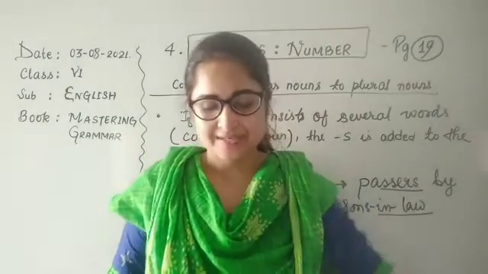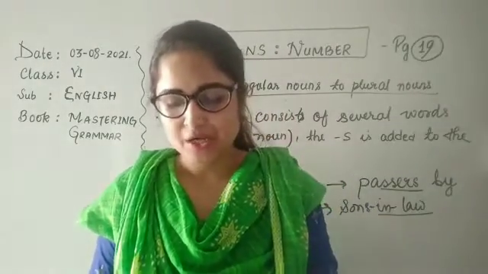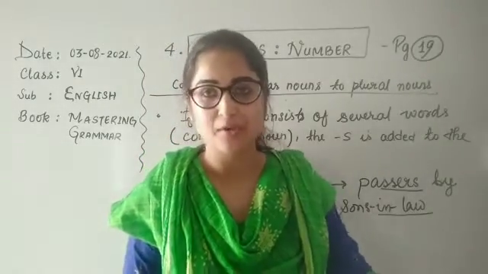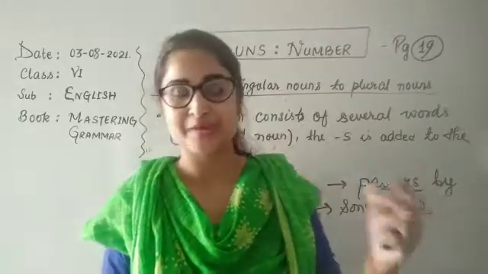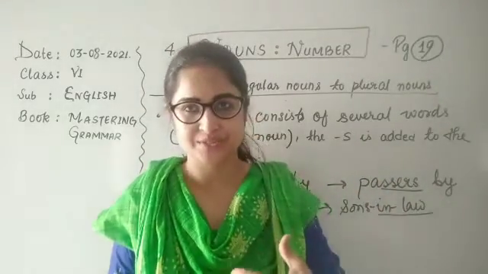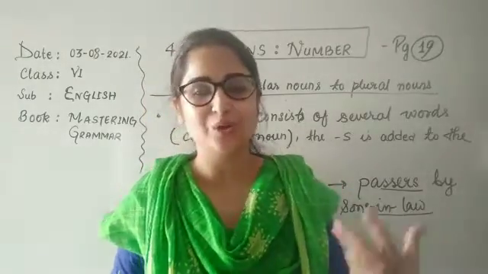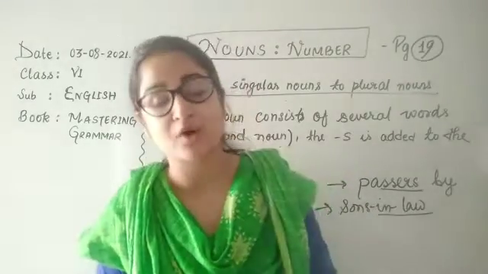Now, scissors, spectacles, shorts, trousers, clothes. Clothes means what? Stitched clothes I am talking about. I am not talking about a piece of cloth. I am just talking about stitched clothes, which are like trousers, which are your dresses. All those things are used in plural form always.